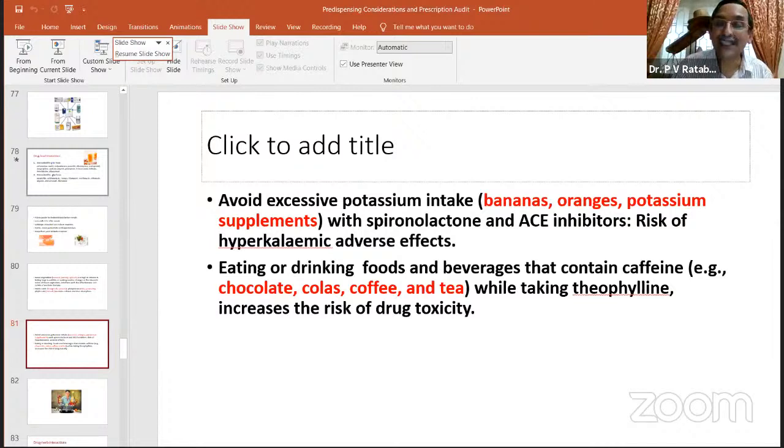Eating or drinking foods and beverages that contain caffeine, like chocolates, colas, coffee and tea, while taking theophylline for asthma increases the risk of drug toxicity. So if the patient comes with a prescription of theophylline, advise him not to take coffee or tea, maybe just 1 cup. Okay, he can take sustained release theophylline at bedtime and have coffee in the morning. It may not interfere, but having a lot of coffee, people take 5-6 cups of coffee, will increase the risk of theophylline toxicity.